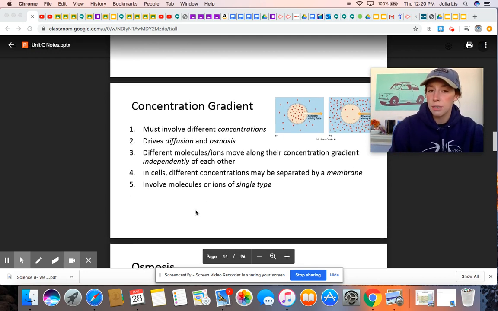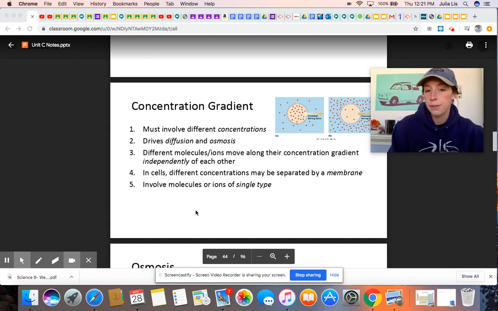Different molecules or ions move along their own concentration gradient independently. So again, if we're looking at salt, or just sodium, sodium is going to have its own concentration gradient. It's going to look at itself and say, is there more salt on one side of the cell versus the other? It's not going to look at all the different ions or particles in the area. It's just going to look at salt. So do you need more salt or do you not need more salt? Do you need more water? Do you not need more water? So molecules work independently on their own, based on their own concentration gradient, not as a collective of stuff.